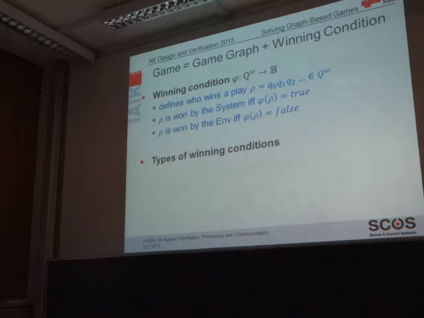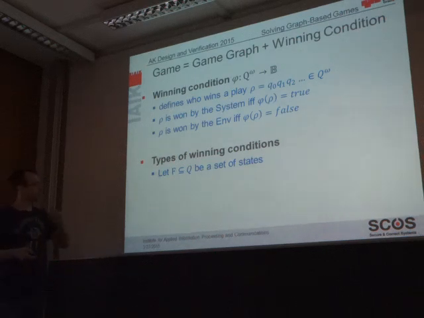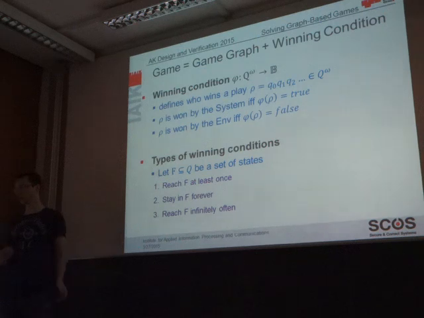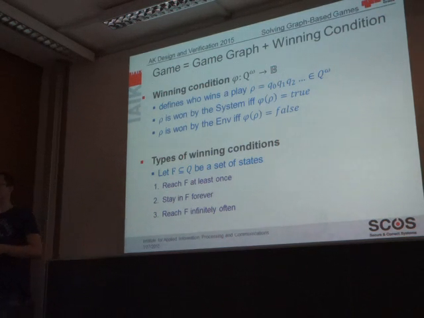In practice, we will encounter different kinds of winning conditions which are not defined in such a complicated way, but often defined in a much simpler way. Typically, the winning condition on our graphs will be defined by a certain subset of the states. For instance, a typical winning condition could be to reach a certain state at least once, or to stay in a certain set of states forever, never leave it, or to reach a certain set of states not only once, but infinitely often.